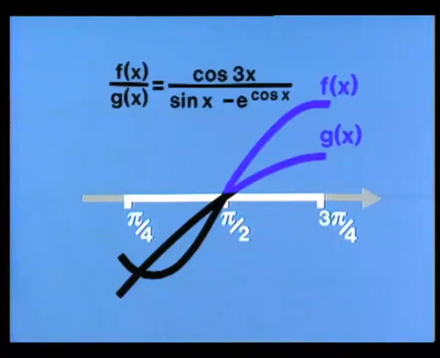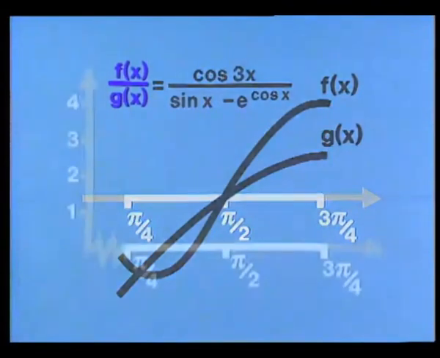To the right of pi by 2, both numerator and denominator are positive, so their quotient will also be positive. To the left of pi by 2, f(x) and g(x) are both negative, and so their quotient will be positive there as well. But what happens at x equals pi by 2 itself? Since g(x) disappears there, you might expect that f over g has a vertical asymptote.